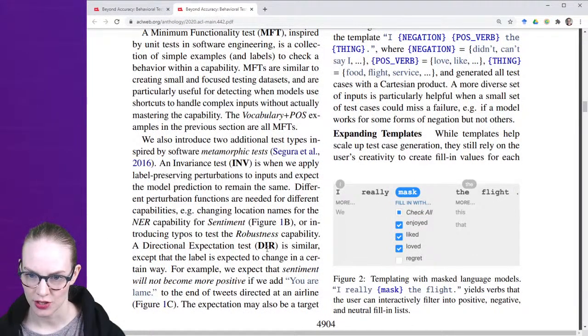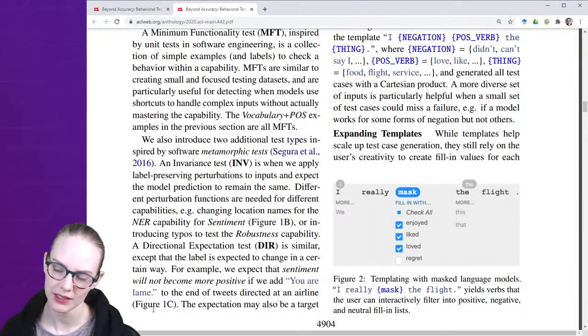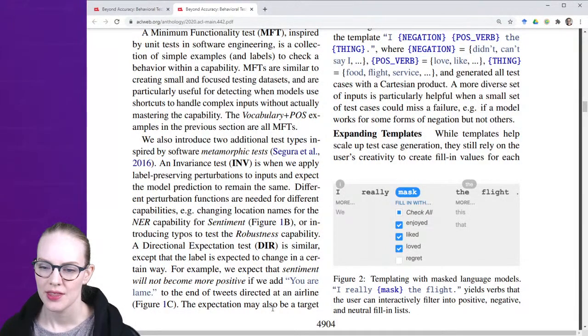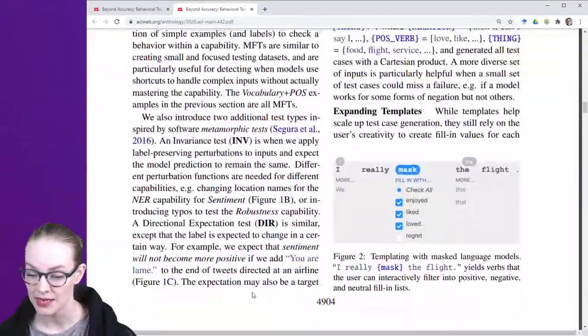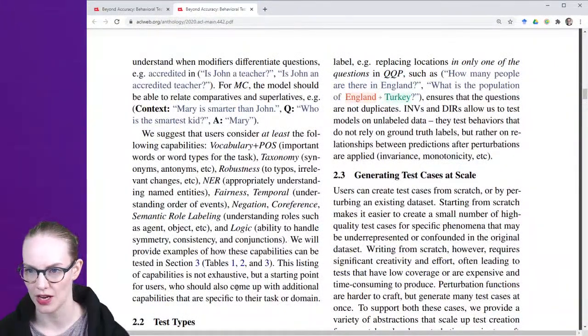A directional expectation test, so that's the 3rd type, is similar, except that the label is expected to change in a certain way. For example, we expect that sentiment will not become more positive if we add "you are lame," which is a little bit ableist, but is definitely not a positive thing to say, to the end of tweets directed at an airline. This expectation may also be a target label, e.g. replacing locations in only one of the questions in QQP, such as how many people are there in England, what is the population of Turkey? So changing England to Turkey.